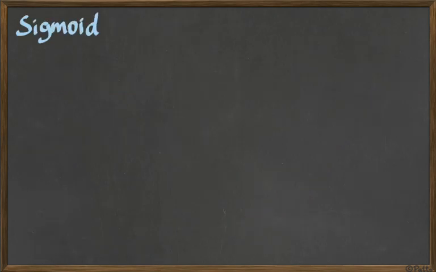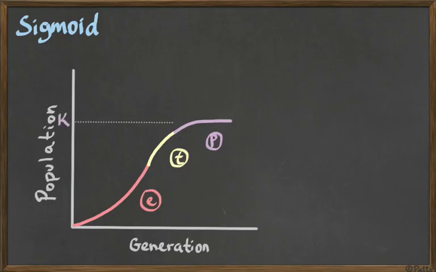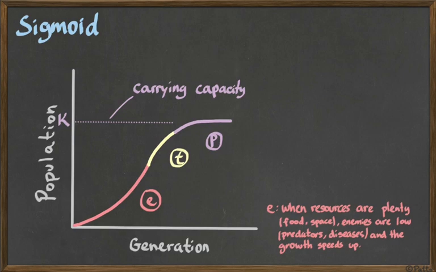Okay? So, a closer look at the sigmoid curve. The first part is the exponential growth, then the transition, then the plateau. And the plateau actually reaches a certain value that we call the K value. K for carrying capacity. That is the maximum capacity of that population with those circumstances. When are we going to have the exponential growth? When resources are plenty. Lots of food, lots of space, enemies are low, not many predators, not many diseases, and the population is growing and the growth is speeding up. The more it grows, the faster it grows.